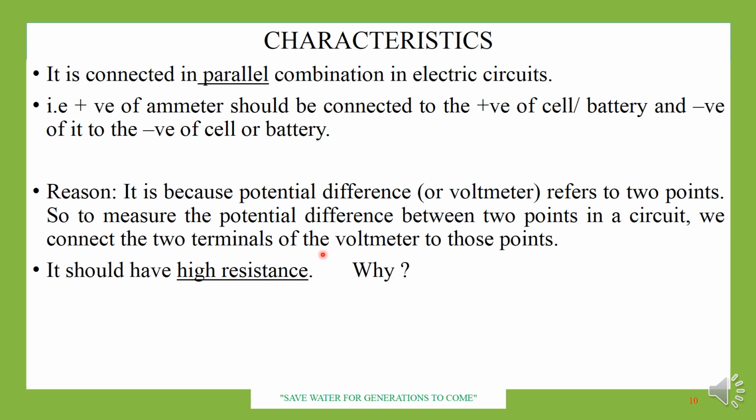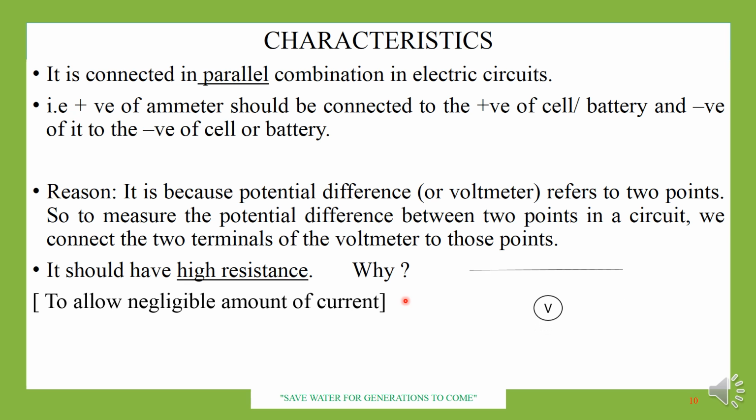And it should have a high resistance. We have done this earlier, and it is being repeated here. It should have high resistance to allow a negligible amount of current, because it has to measure the potential difference, how much work is being done from one end to another. So it should have high resistance, so as not to allow electric current to pass through it. The word current is important. Current means flow, continuous flow, right?